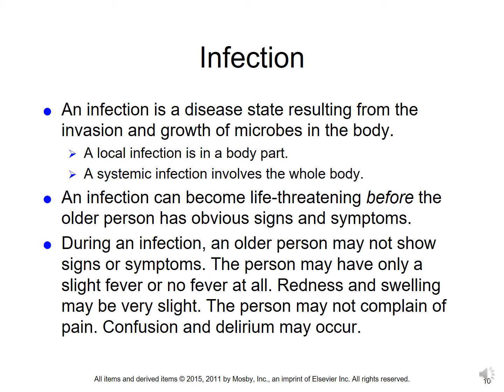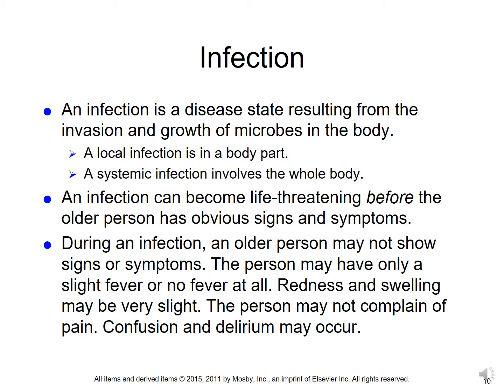The thing that we need to keep in mind for older people is that an infection can become life-threatening before the person even has obvious signs and symptoms. So during an infection where we would normally have redness or swelling or a fever, the older person may not show those signs and symptoms. They may not complain of pain or fever or anything at all. So sometimes the very first symptom of infection in an older person is confusion and delirium.